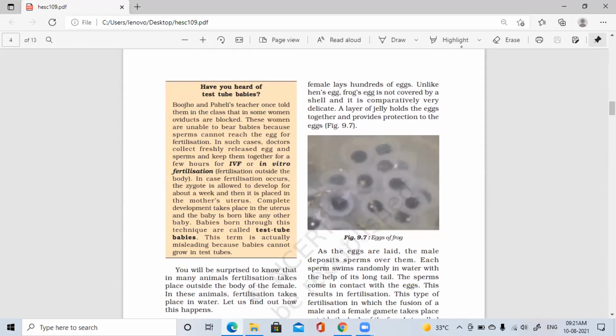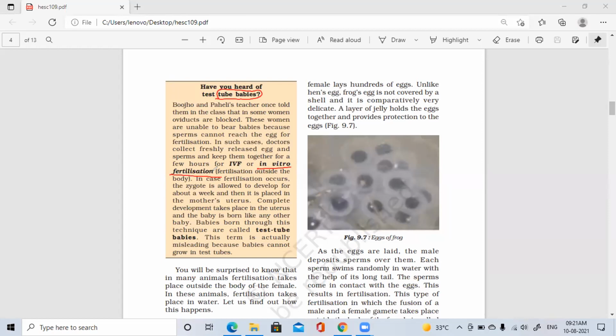You might have heard this word, test tube baby. Many people think that the growth of the baby will take place in a test tube. No, that is wrong. Many women are unable to bear babies because sperm cannot reach the eggs for fertilization, or for many other reasons. In such cases, doctors advise them to go through the IVF process, known as in vitro fertilization. This is fertilization outside the body.